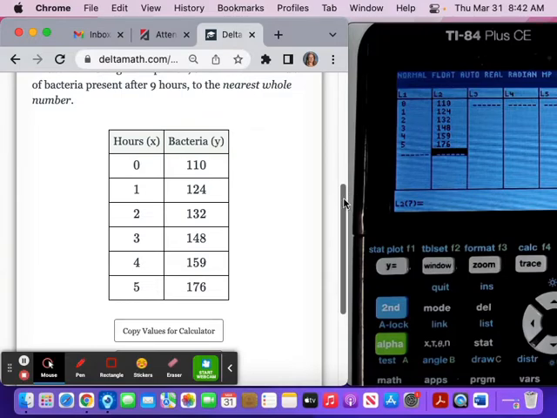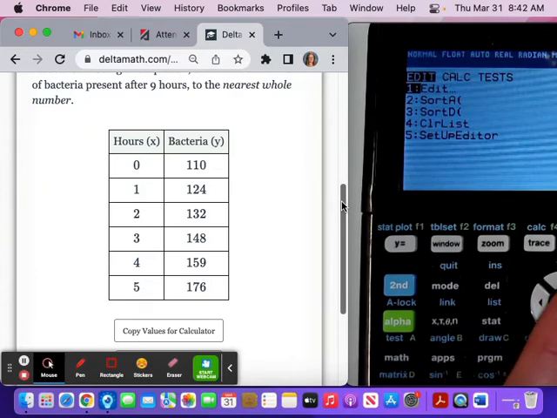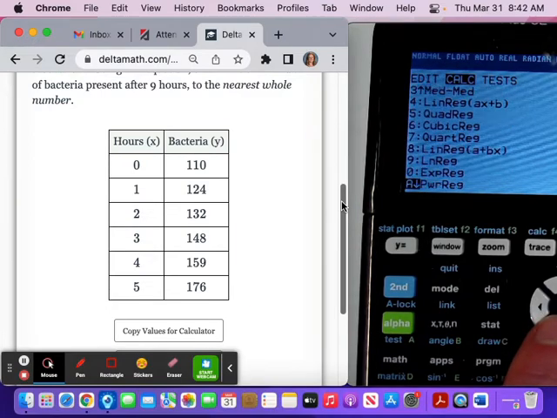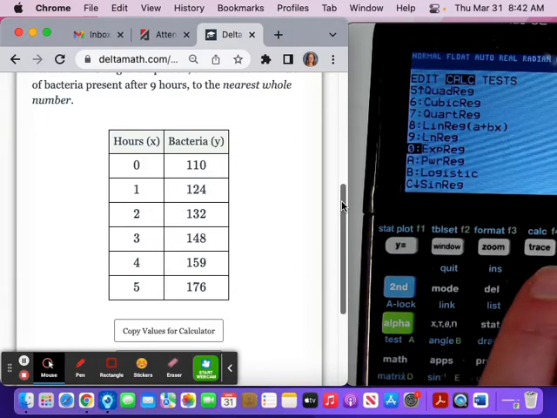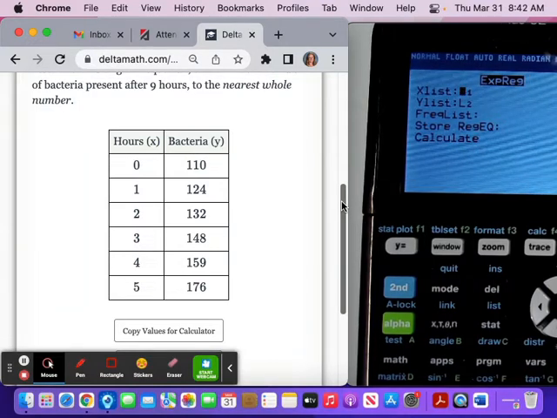Okay, and then the next part will be to do the exponential regression. So go stat, over to calculate, and then exponential regression. See how on 9 it has an arrow down? That means there's more that you can go down, see? And we're doing exponential regression, which is the 0. Enter. Just calculate.